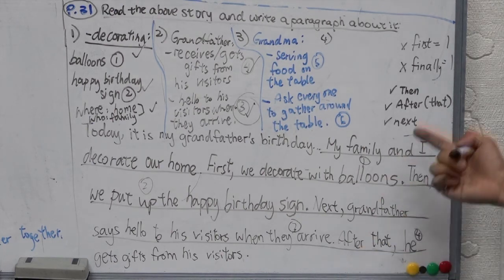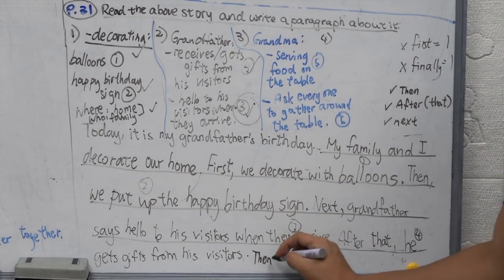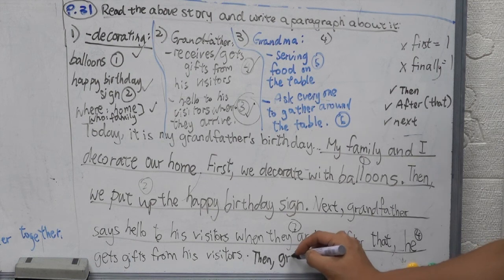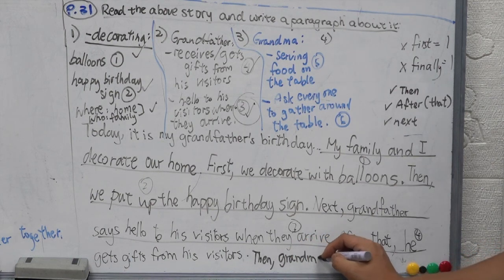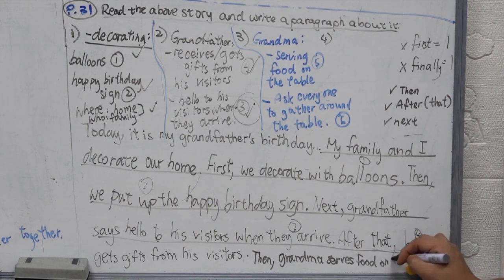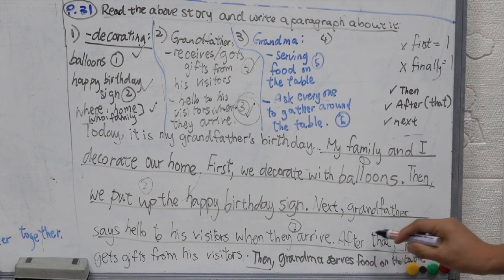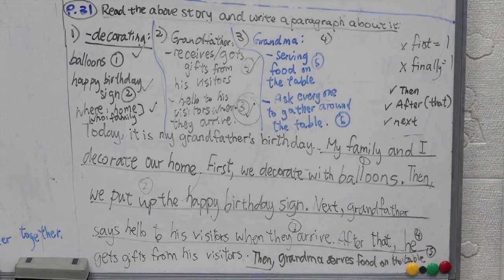So we can use, let's go back, we've already used after that, so let's go back to then, right? So you can say, then, comma, don't forget the comma, grandma, again small g, grandma serves food on the, oh, no more space. I'm sorry if you can't see, but this is table, okay? Now, we've done action number 5, right? We've gone back to then. After using after that, we went back to then, right? So you can use then, after that, and next many times.